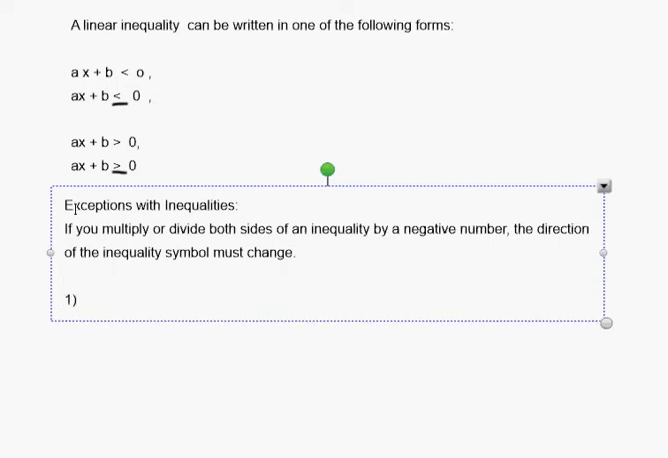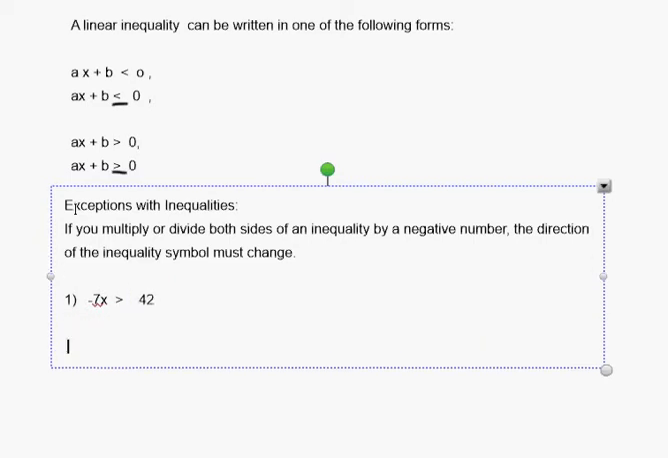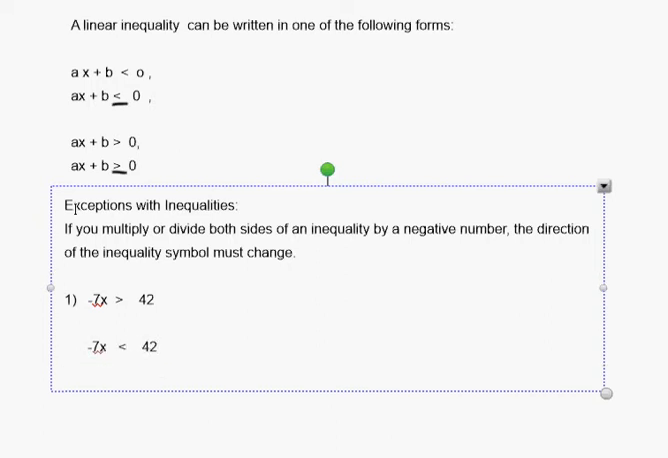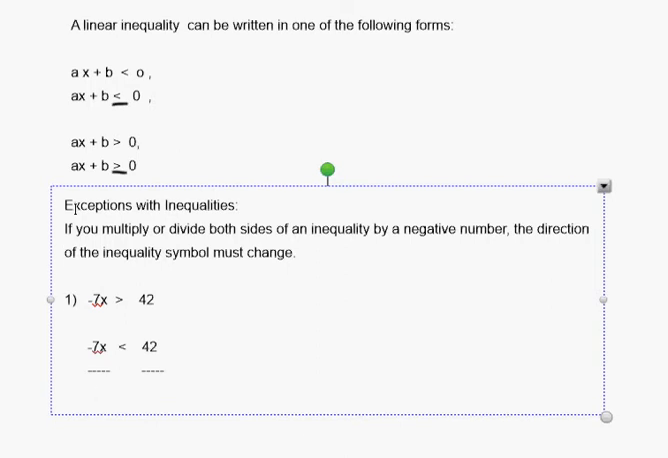So, for example, if we had negative 7x is greater than 42. To get x by itself, we are going to divide both sides of the inequality by a negative 7. Well, since we're dividing both sides of the inequality by a negative 7, you'll notice that our greater than symbol became a less than symbol. So our final answer is x is less than negative 6 because the inequality symbol changed.